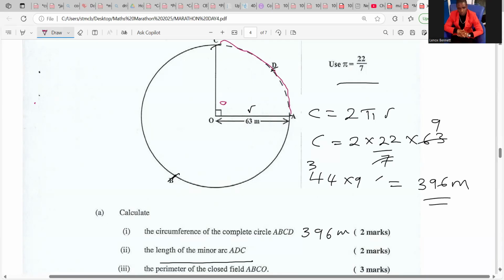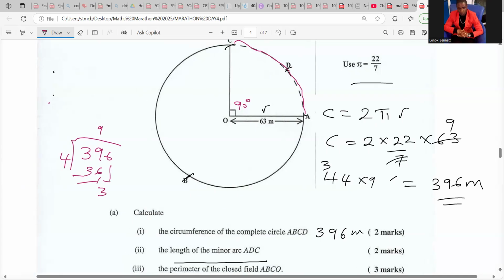Now, this angle here is 90 degrees, which is a quarter. So what we can do is simply divide the 396 by 4, because it's a quarter. 4 into 3 you can't, 4 into 39, 9 times. 4 9s are 36, minus the 39, that leaves 3. Bring down the 6, 36 divided by 4 is 9. So that would be 99 meters. Very nice question.